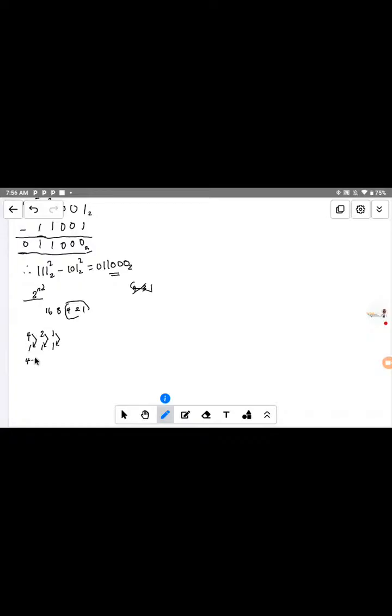That is 4, plus, converting to base 10, 2 times 1 is equal to 2, plus 1 times 1 is equal to 1. So when you add it together, 4 plus 2 plus 1, that is 7. So this one gives us 7.